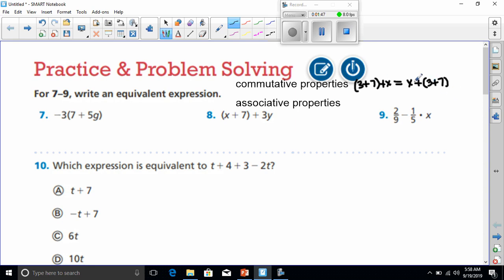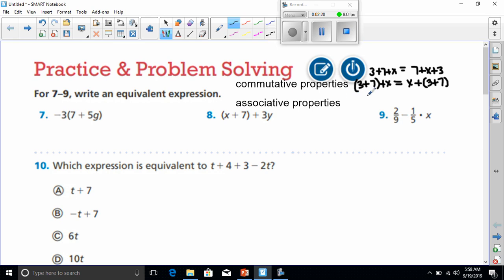If this was 3 plus 7 plus x, I could just as well change it to 7 plus x plus 3. In the case down here, though, when I had the parentheses, I didn't want to change the order because then I would be dealing with associative property as well. Let's look at associative property.